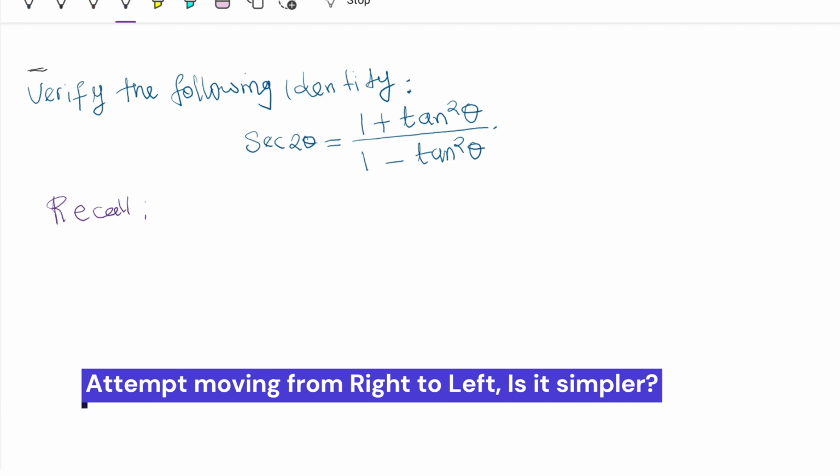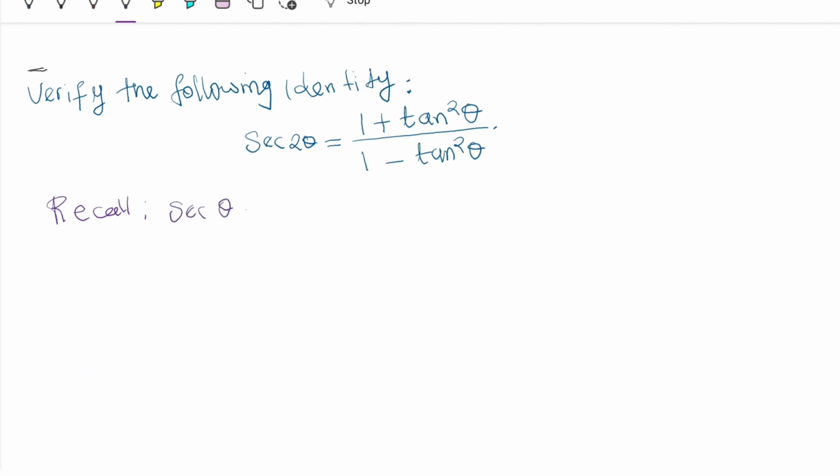What are we recalling? You have to follow closely. We have to recall that sec theta is equal to 1 over cos theta. What does this imply? Remember here we have sec 2 theta. So where there is theta, I just add a 2 before. So sec 2 theta is equal to 1 over cos 2 theta.